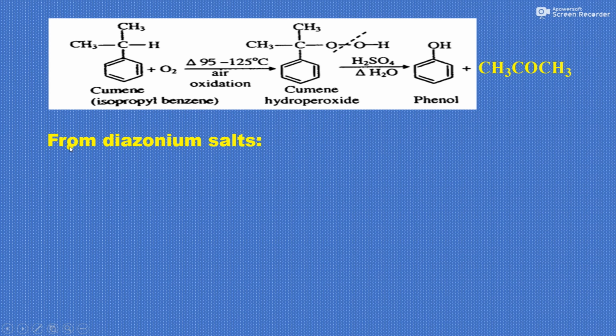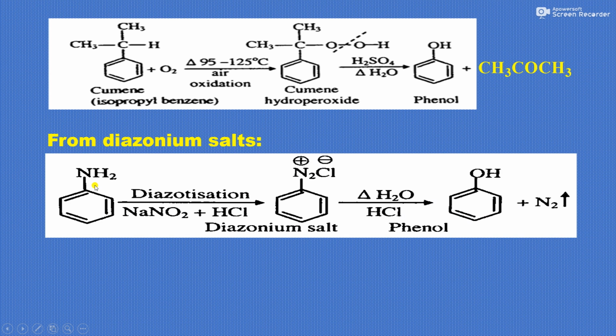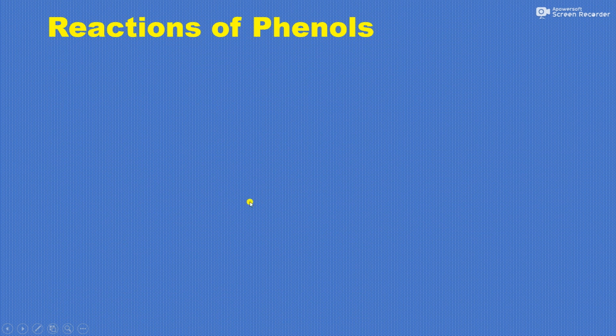Phenols can be obtained by another method from diazonium salts. When aniline is reacted with sodium nitrite in presence of HCl, there is a diazotization reaction, forming benzene diazonium chloride, and this diazonium salt, when reacted with water and hydrochloric acid at certain temperature, gives phenol. So these are the two methods for preparation of phenols.